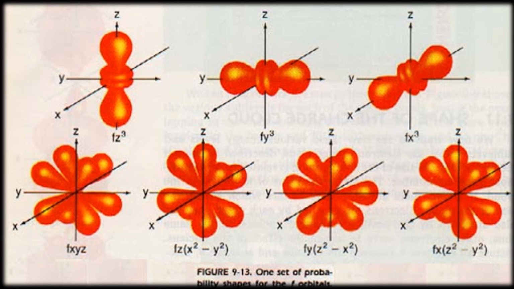There will be 7 f orbitals, children. 1 s orbital, 3 p orbitals, 5 d orbitals, 7 f orbitals. How is this coming? These many number of orbitals. We have to calculate and see how these will be. Here, these are the names, children. These are the names as I showed you previously. Okay. How are we going to calculate?